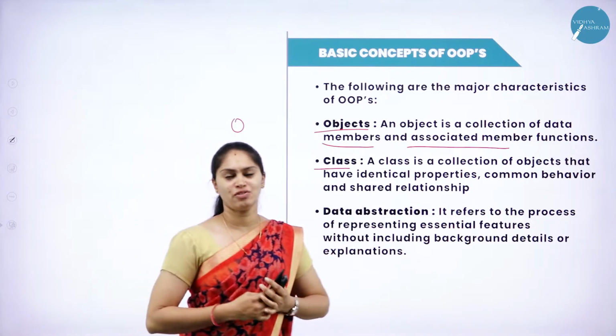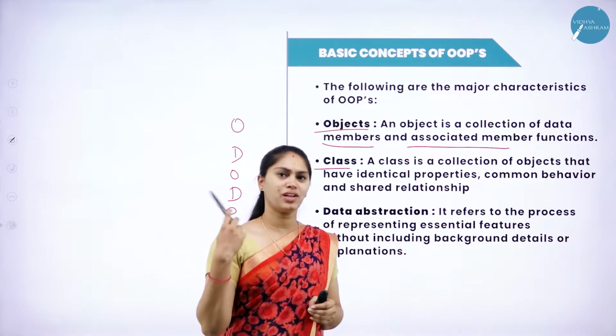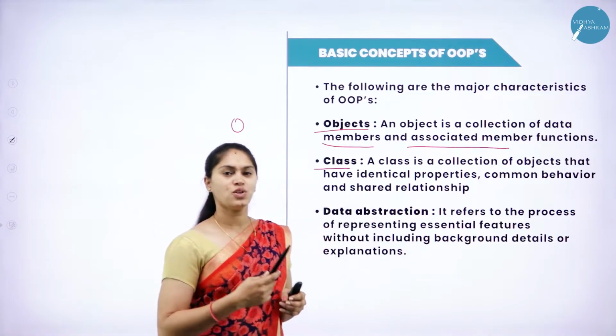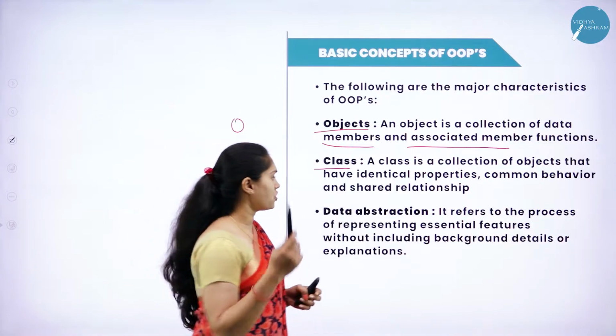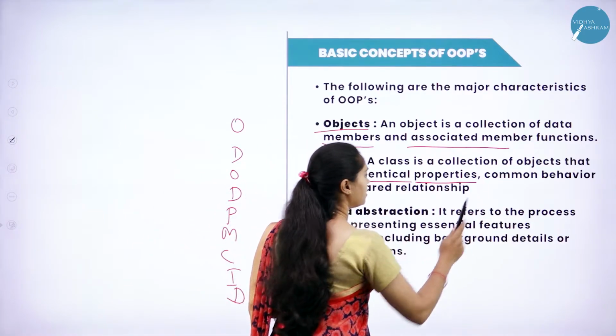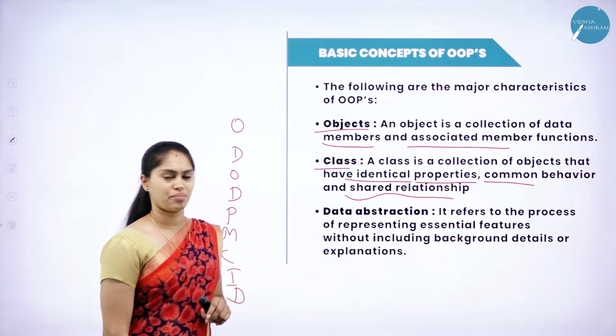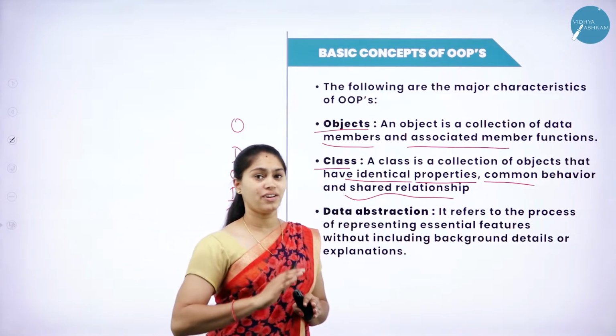It is a collection of objects. If I have a number of pens like this, then that is a collection of pens. So a class is nothing but a collection of objects that have identical properties, common behavior and shared relationships. This is the definition of a class.